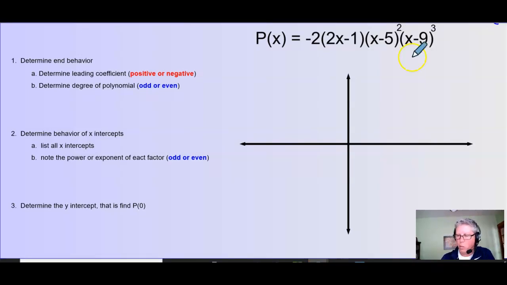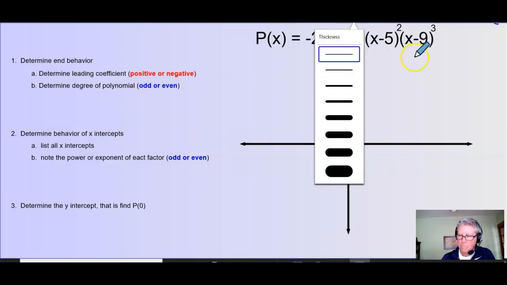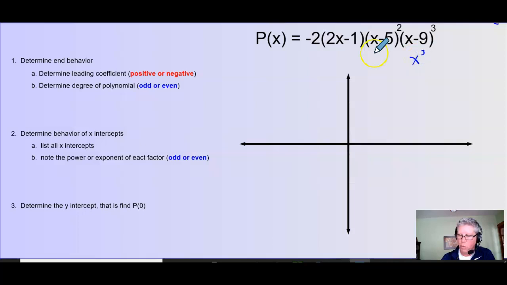So we have a 1x cubed here, a 1x squared here, a 2x, and a negative 2. So our leading coefficient, well, the whole thing is going to be negative 4x to the 6. That's going to be our leading term. It tells us a lot of information. First of all, it is negative, and it is even. So negative, even. Right away, I know it's going to exit here and exit here.